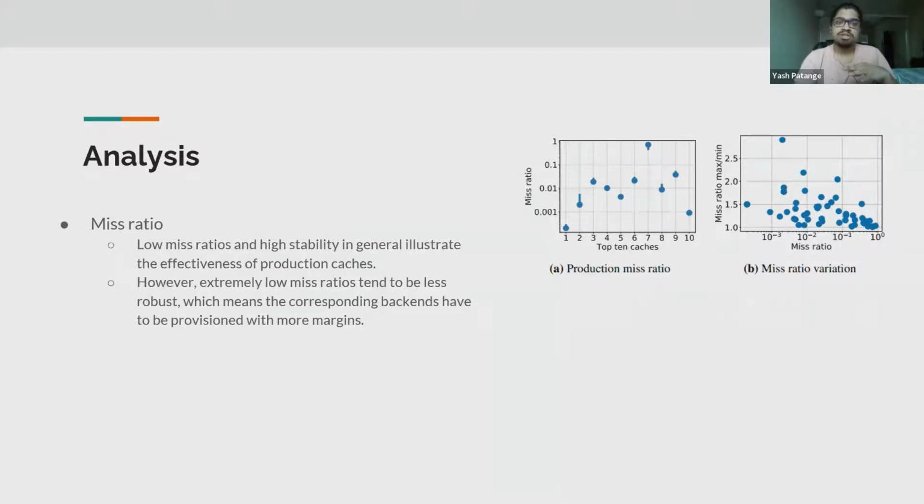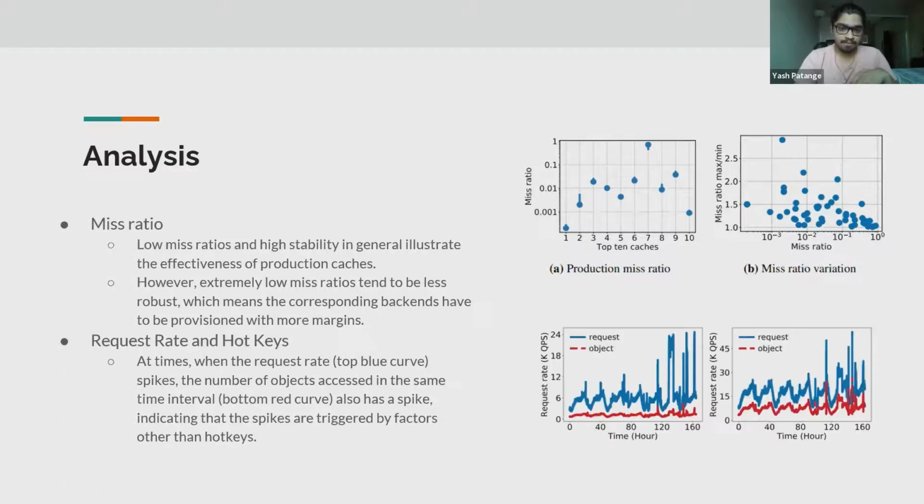However, extremely low miss ratios tend to be less robust, which means that the corresponding backends have to be provisioned with no margins. Next is the request rate. As you can see in the figure at the bottom, blue represents the request rate, and the red line indicates the object access rate. As the request rate spikes, the number of objects accessed in the same time interval also has a spike. So through this, we can learn that these spikes are triggered by factors other than hot keys.